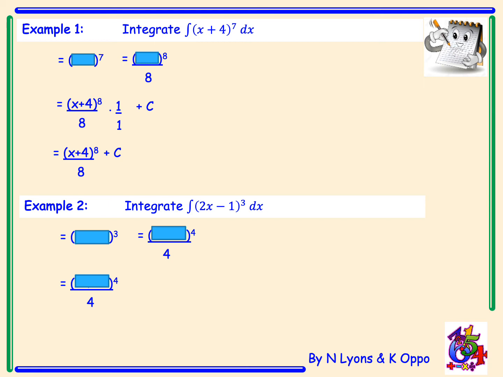Then we have a look at what's inside the bracket. So I'm really multiplying by 1 over the derivative of this bracket. Now the derivative of the bracket is 2. So I multiply by 1 over 2, or you can think about it as also dividing by 2. We need to then simplify this expression by multiplying our 4 and our 2 together on the denominators to get a final answer of 2x minus 1 to the power of 4 all over 8 plus c.